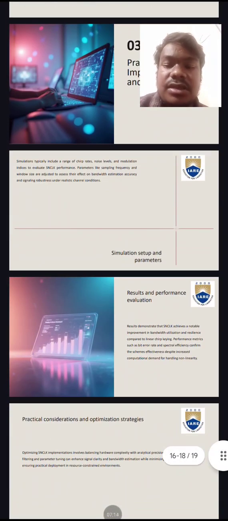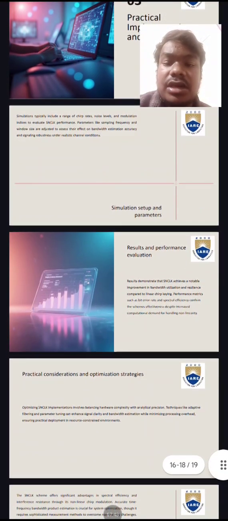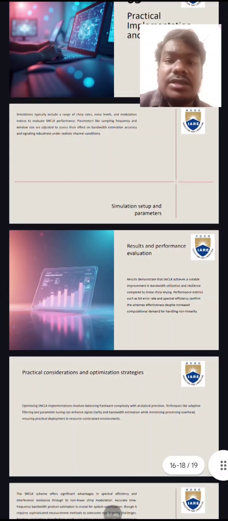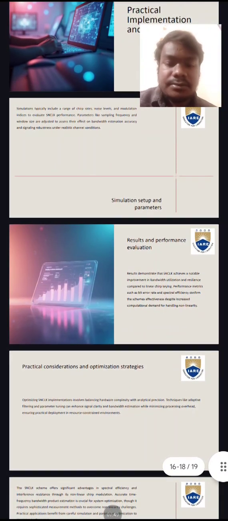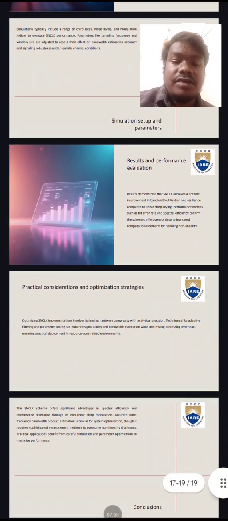Practical implementation and performance. Simulation typically includes a range of chirp rates, noise levels, and modulation indices to evaluate performance. Parameters like sampling frequency and window size are adjusted to assess their effect on bandwidth estimation accuracy and signal robustness under realistic channel conditions. Simulation setup and parameters.